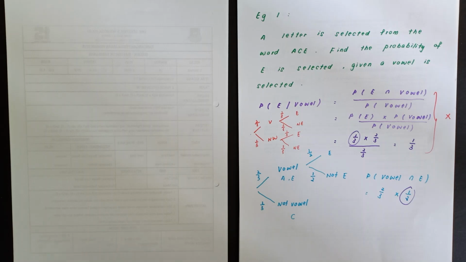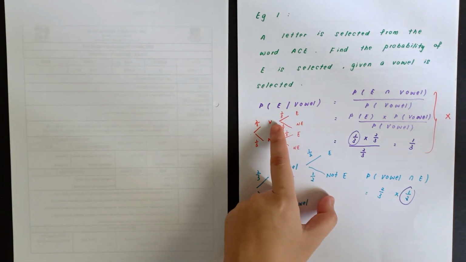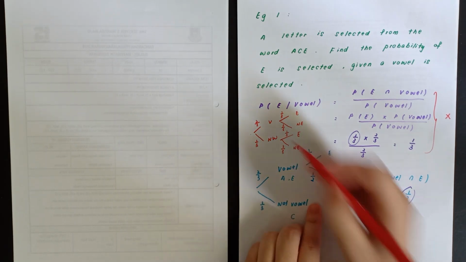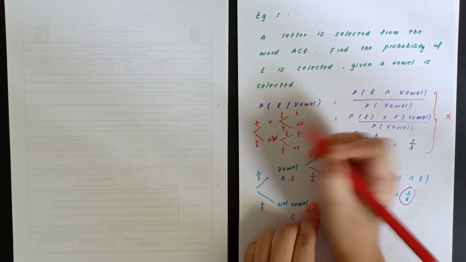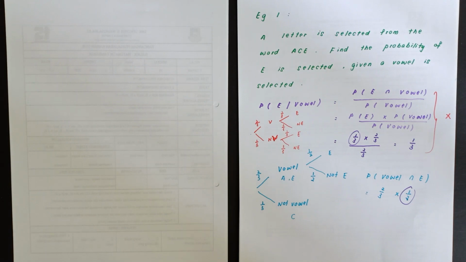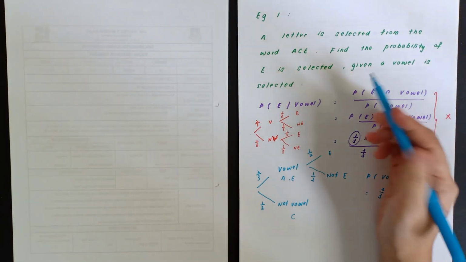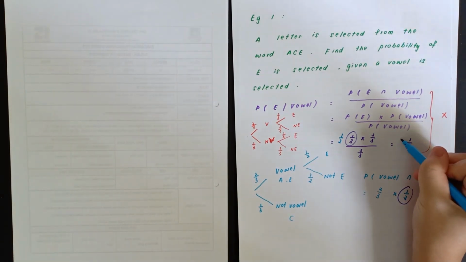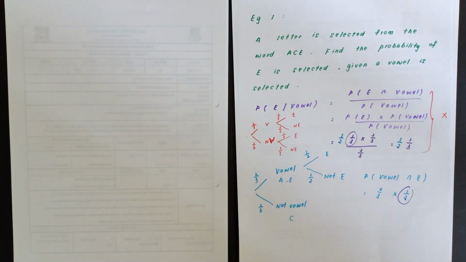So can you see what you are assuming? It's like no matter if I get a vowel or I do not get a vowel, the probability for me to get E is still the same, which is not correct. So that's why if you want to do this method, it should be 1 over 2. So your last answer is 1 over 2.